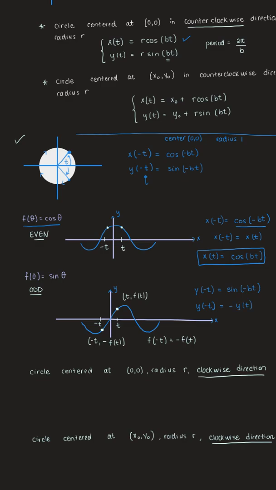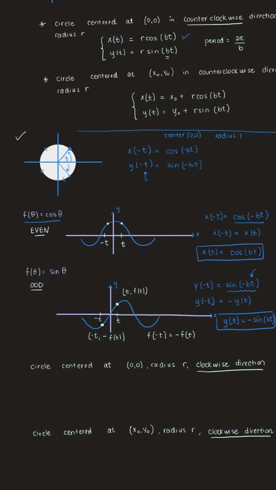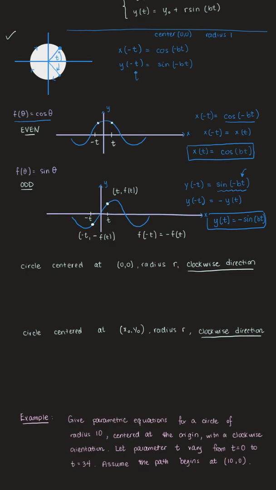And so this has to become a negative sine of bt, right? So y of t will be negative sine of bt. That's because sine is an odd function. So y of negative t is the opposite of y of t, and so our parametric equation will be y of t is negative sine of bt, because this negative has moved in front of sine. In case that wasn't very clear, let's summarize it.